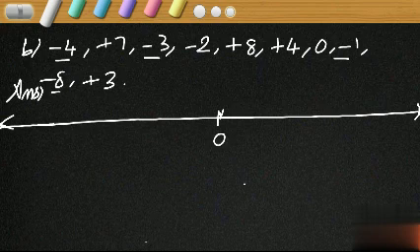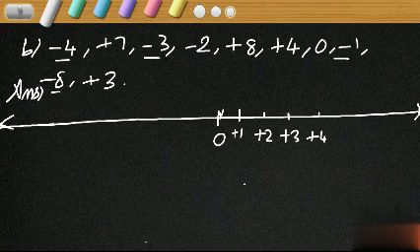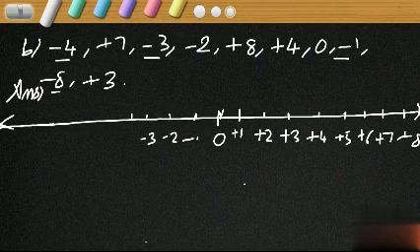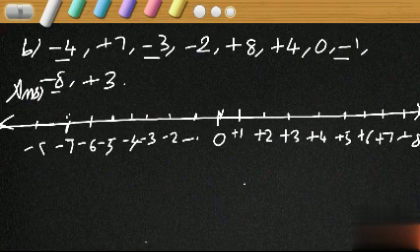0, plus 1, plus 2, plus 3, plus 4, plus 5, plus 6, plus 7, plus 8, minus 1, minus 2, minus 3, minus 4, minus 5, minus 6, minus 7, minus 8. These are the required integers on the number line.